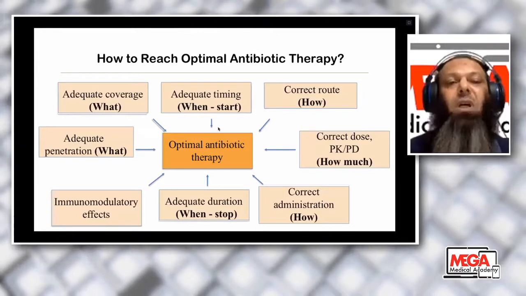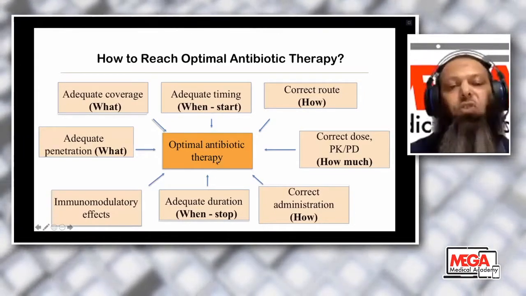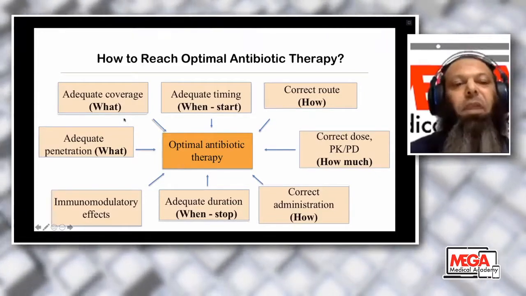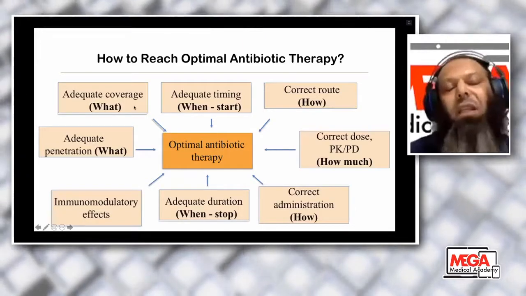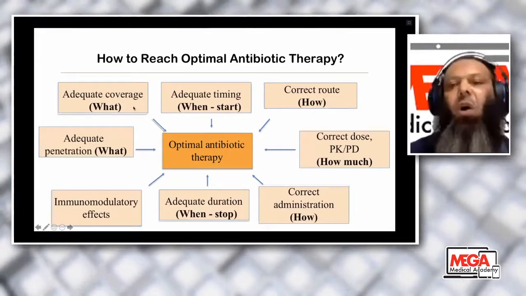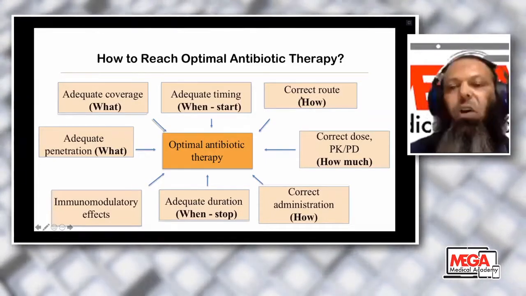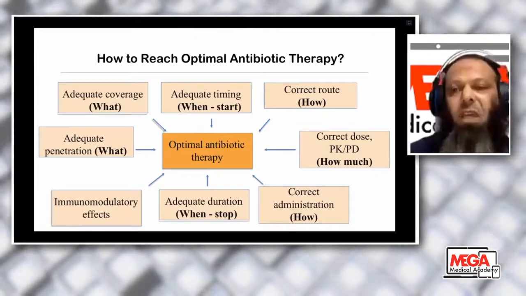So for optimal antibiotic therapy, you should have adequate timing. This is when to start. Then adequate duration, when to stop. Then what is the adequate coverage? What organisms are you going to cover? This is what. What is the correct route? So this is PO or IV. Of course, for a septic patient, you are relying on IV.